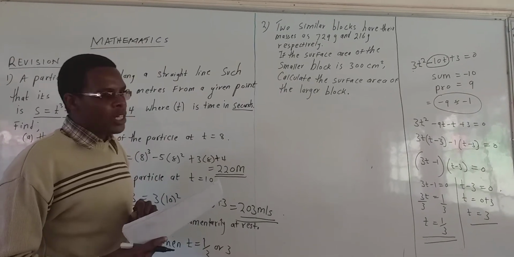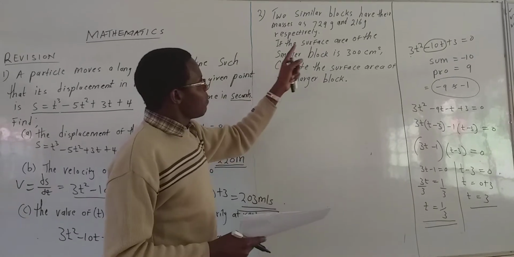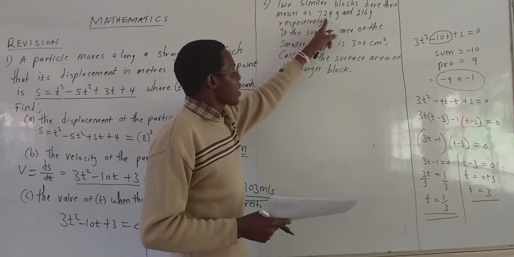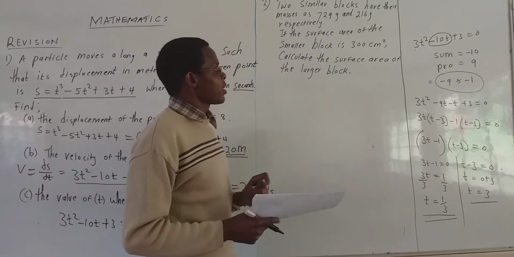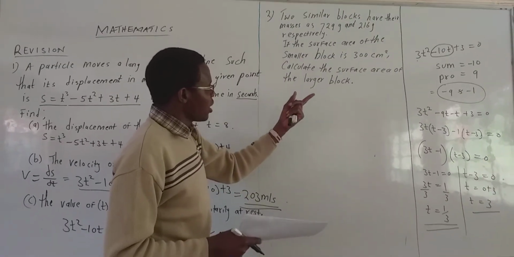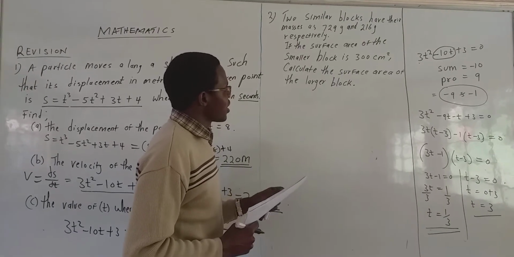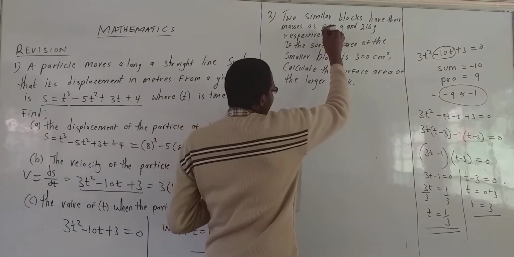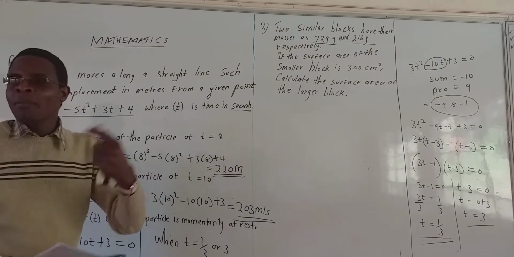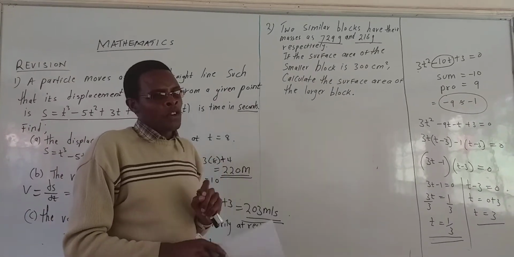Now, let us try to read the question. The question says, two similar blocks have their masses as 729 grams and 216 grams respectively. If the surface area of the smaller block is 300 square centimeters, calculate the surface area of the larger block. So these are the masses of these two different blocks. And what comes to your mind the moment we talk about masses? Mass is associated with volume.